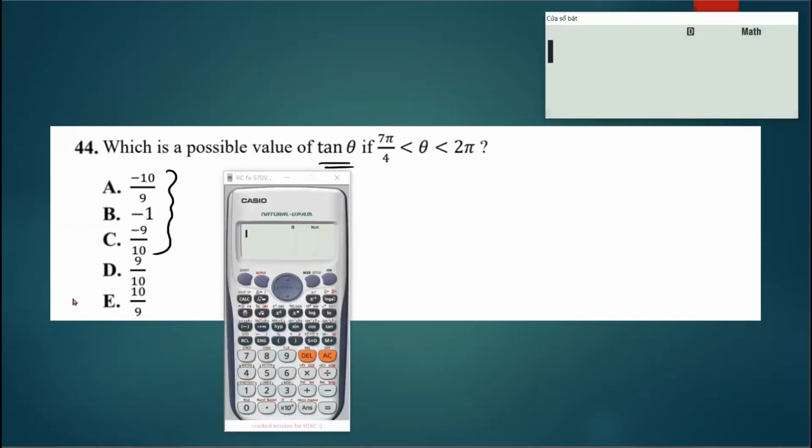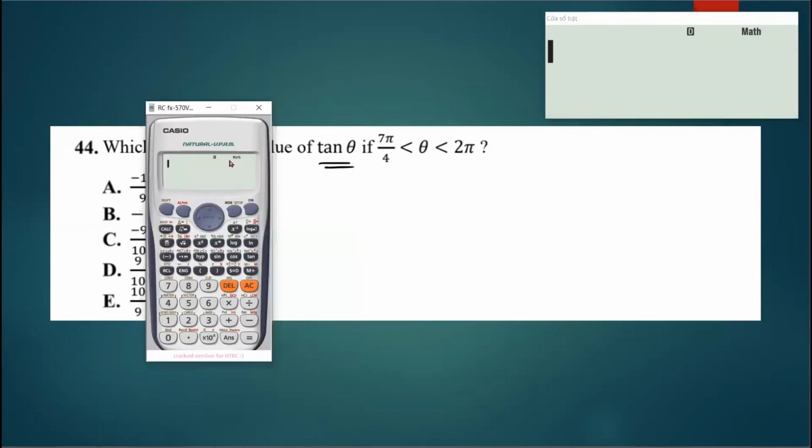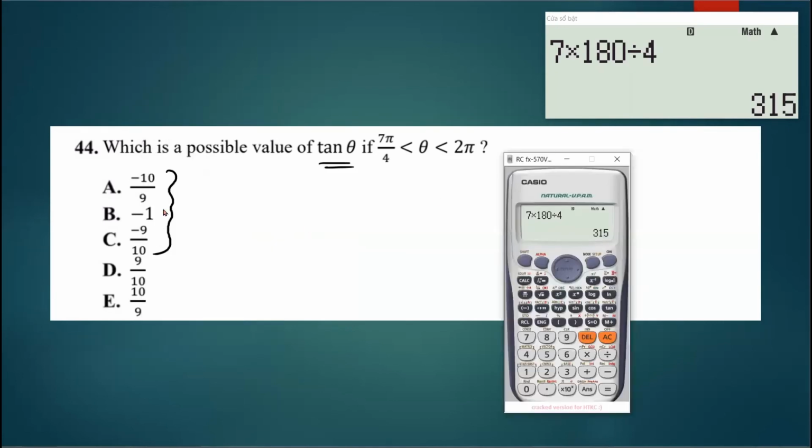So first of all, I know that 7 pi over 4 is like 7 times 180 over 4. Let's make that easier to think about. It is 315. So I need a value here that gives a tan inverse of more than 315. 315 is in the 4th quadrant, so you need to subtract 360 to find the coterminal angle. It will be -45. So I need an angle between -45 and 0.